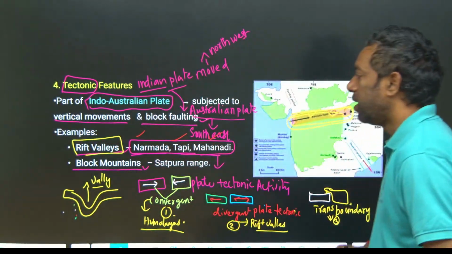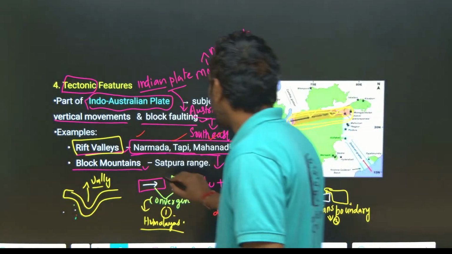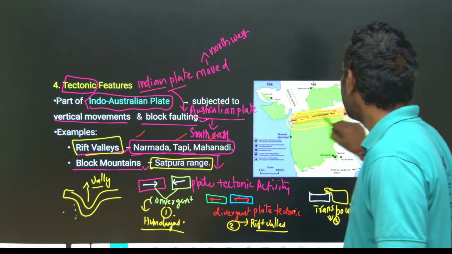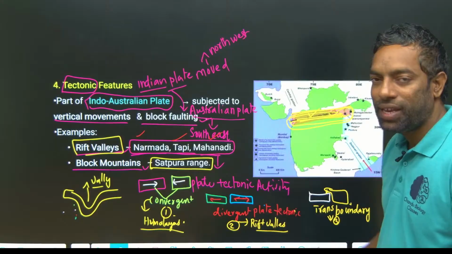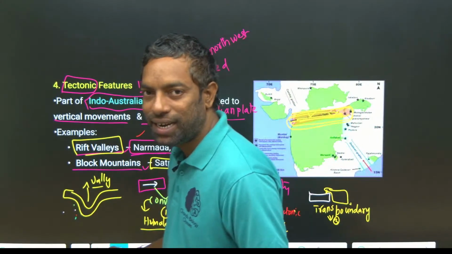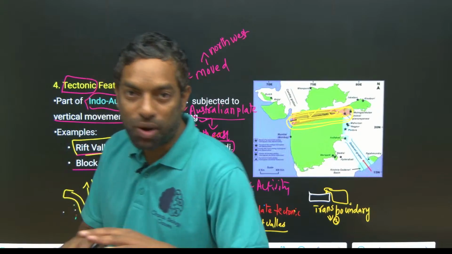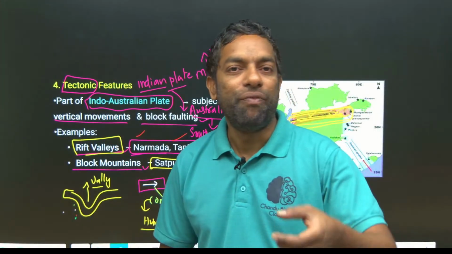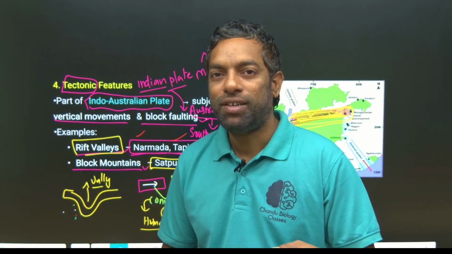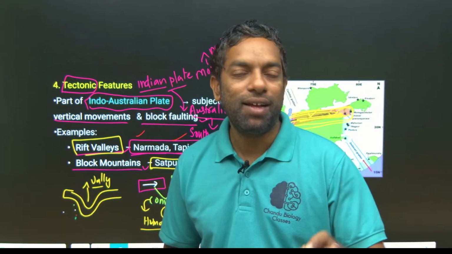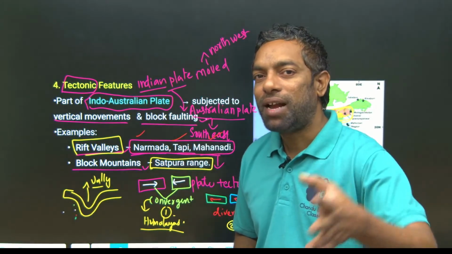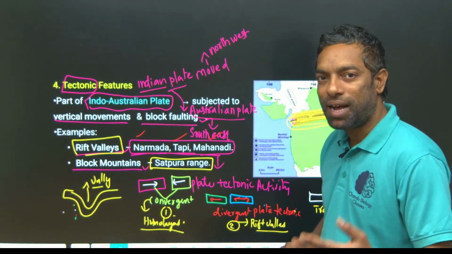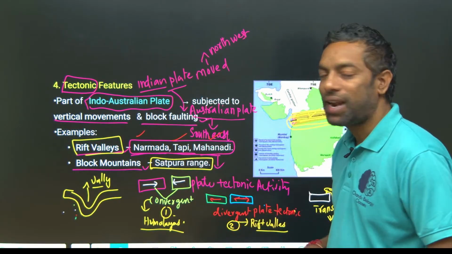And there are block mountains. The Satpura range is a block mountain, a range created by tectonic features in the Indian mainland, not the Himalayas. I am not talking about the Himalayas, guys. I am talking about the Indian mainland, where the plateaus were created in the center of India, that is the rift valleys and block mountains. The rift valleys are the Narmada, Tapi and Mahanadi, and the block mountain is the Satpura range.